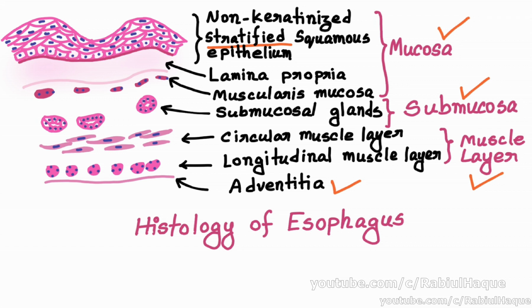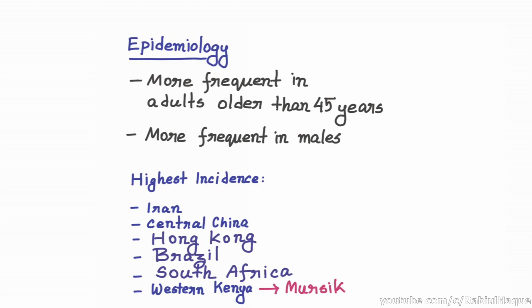So now that we have talked about the basic concept of squamous cell carcinoma, let's move on and talk about the epidemiology. As you can see, squamous cell carcinoma of the esophagus occurs more frequently in adults who are older than 45 years, and it is also more frequent in males compared to females. For example, in the United States, it is 4 times more frequent in males than in females.